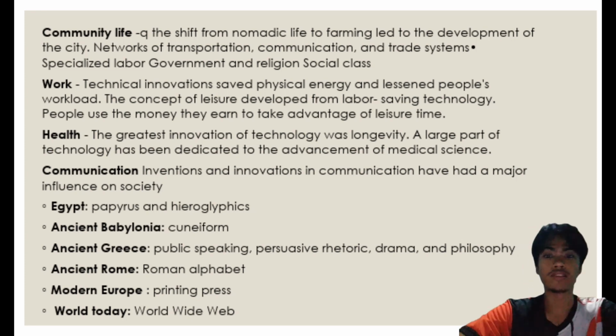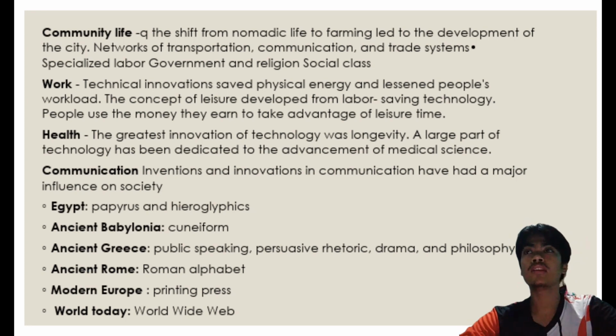The next one is the trade system. In early civilization, the type of trade system was called barter, exchanging one item or good for another. The next one is social class. As we all know, from ancient times to this modern day, we all have a social class, from rich to poor. The next one is work.